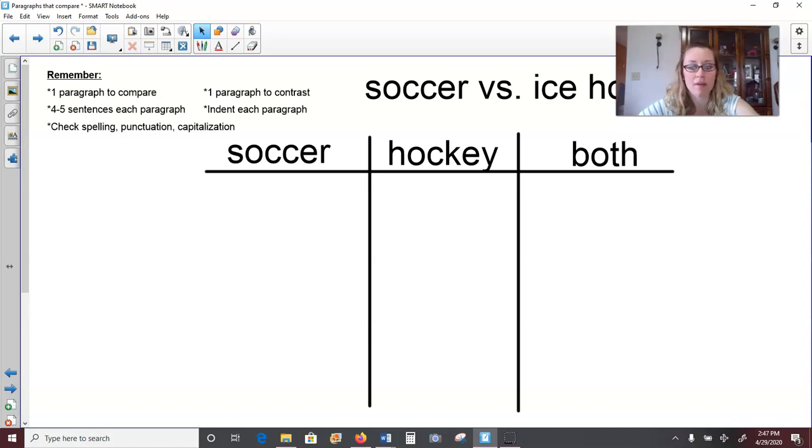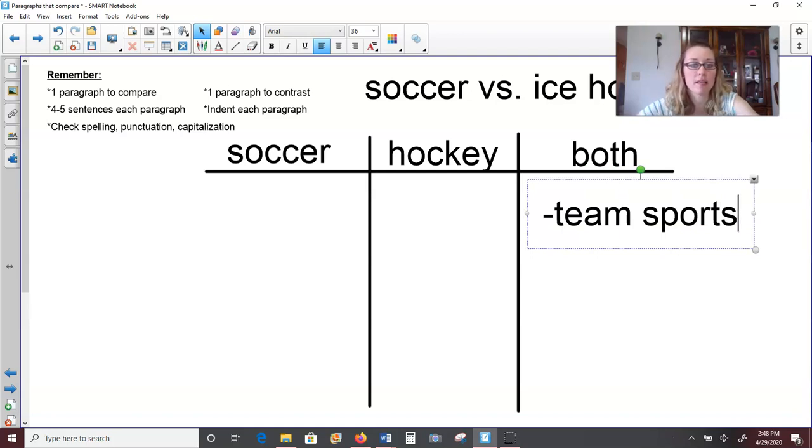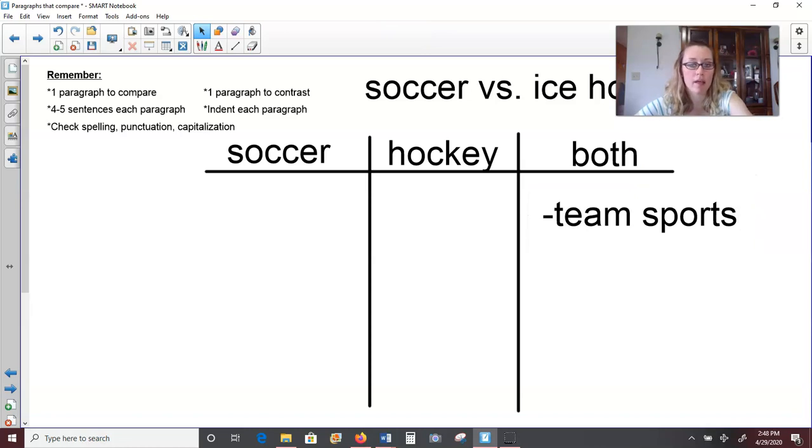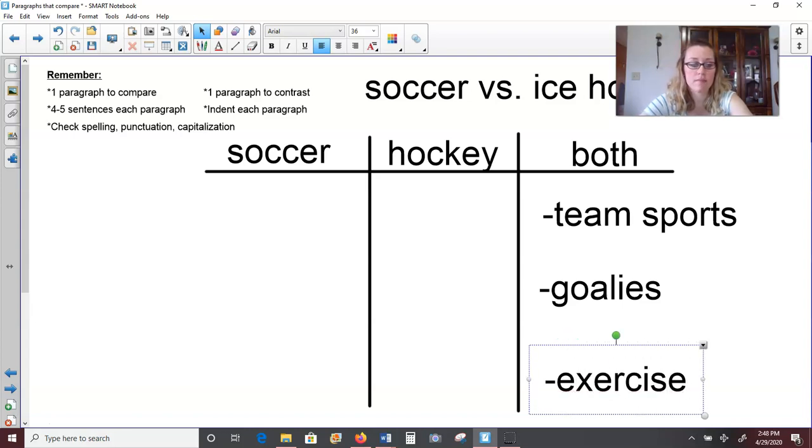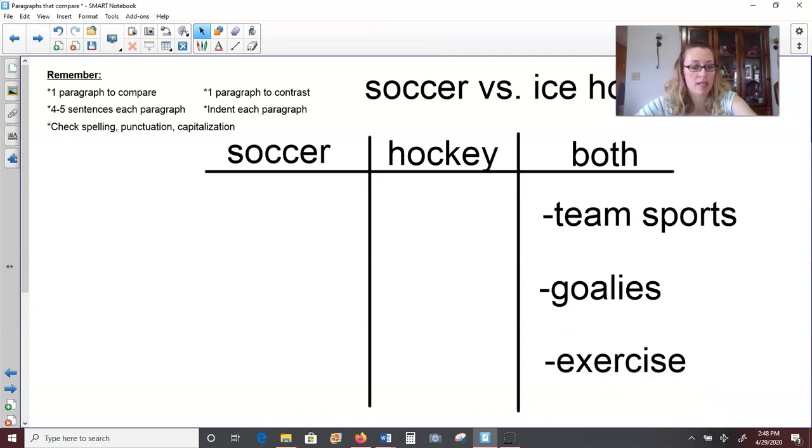paragraph. Now, soccer and hockey are both team sports because you need more than one player to participate. So these really aren't individual sports, but they are both team sports. So that could be a similarity. Both hockey and soccer have goalies. And both, we could say, are forms of exercise. We could say how they help keep you active and fit.